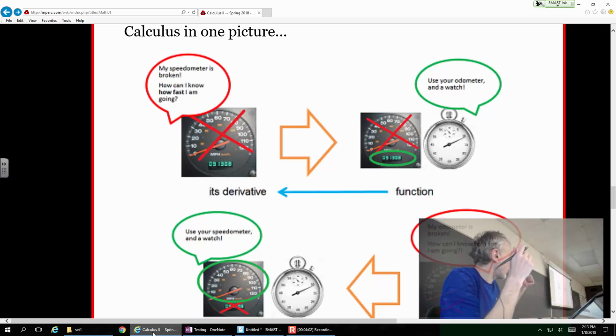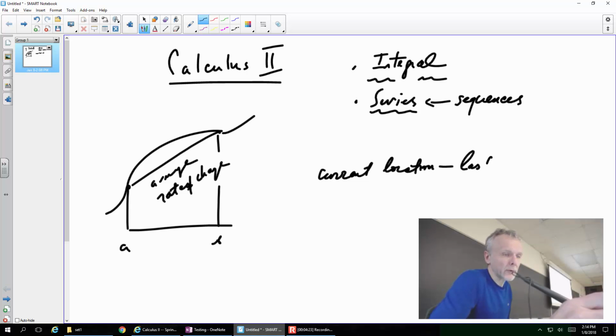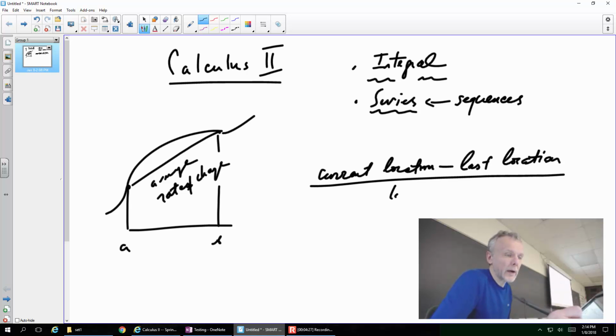When all you have is a bunch of numbers, you subtract and divide. Location minus location, that's what the slope is: current location minus last location, divided by time passed. That's the average velocity.